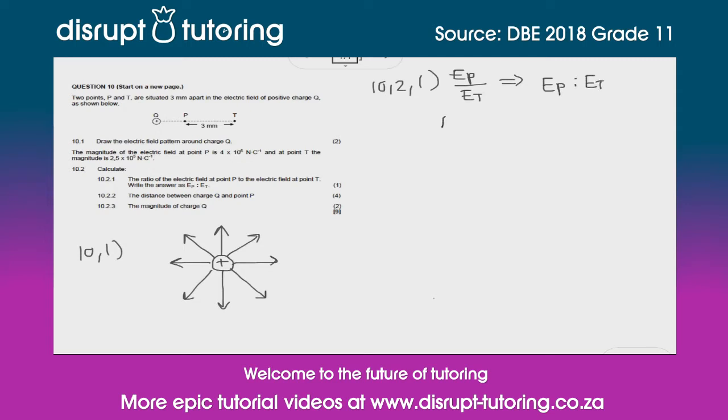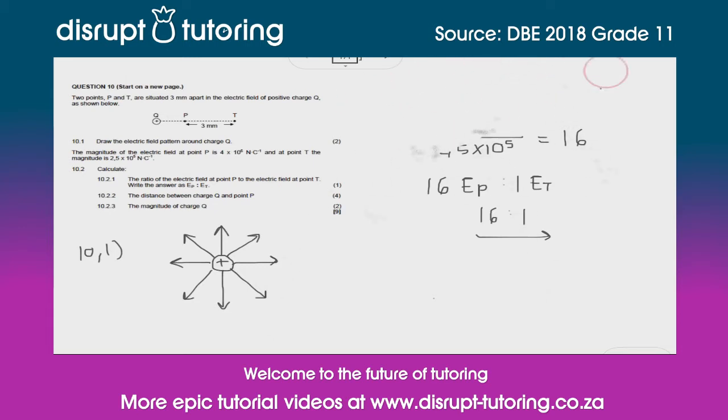So all we do is 4 times 10 to the 6 on top and 2.5 times 10 to the 5 on the bottom, and that is equal to 16. So the ratio is 16 EP to 1 ET. That is saying the ratio is 16 to 1, so you can write 16 to 1. Great. Then 10.2.2 asks for the distance between charge Q and point P. I'm just going to erase some of this for space.